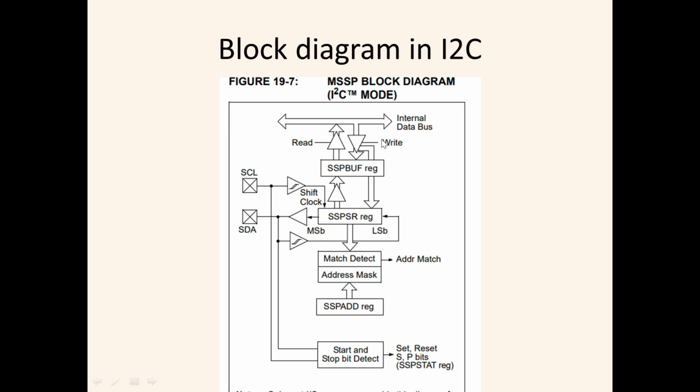This is all about the transmission. What will happen in the reception? In reception operation, the SSPSR register and SSPBUF register together create a double buffered receiver, just like in the case of your SPI. When your SSPSR receives the complete byte, it is transferred from your SSPSR, and then an interrupt is generated because the reception has been completed.